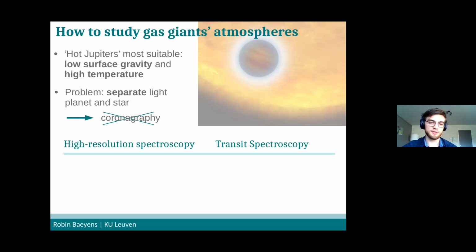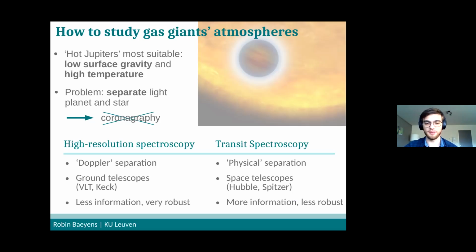High resolution spectroscopy relies on a Doppler separation. In the star rest frame, the planet moves around the star, and the absorption lines coming from the atmosphere of the planet will have a radial velocity shift. Using that shift, you can extract information about the atmosphere. It's usually done with high resolution spectrographs on ground telescopes. As I've said here, it does not give so much information because it's mainly very good for detections.